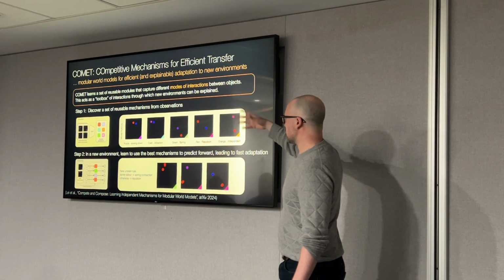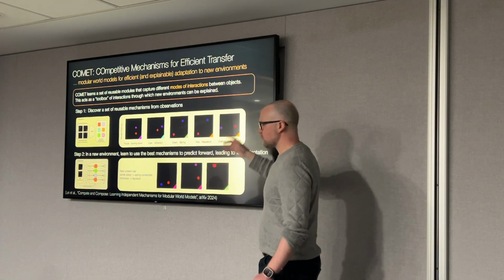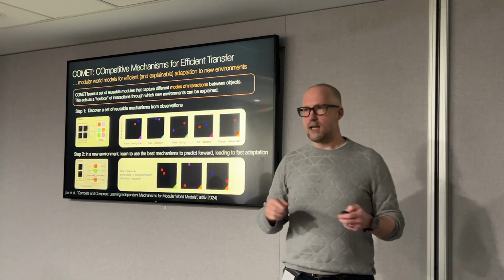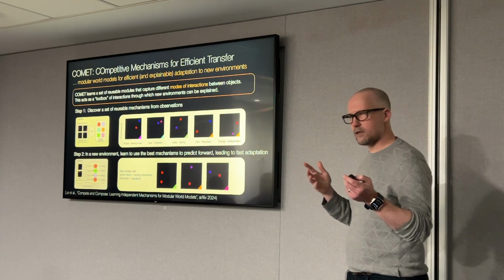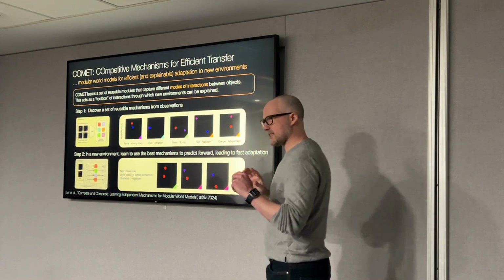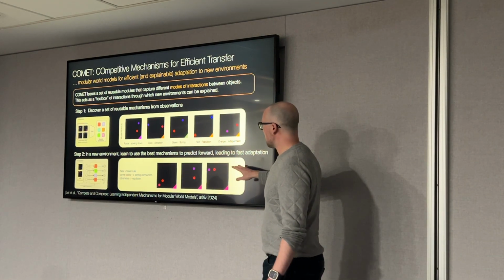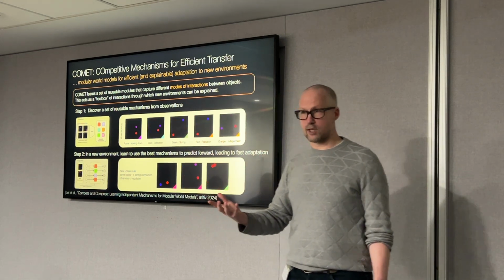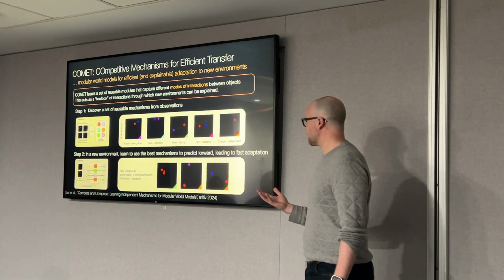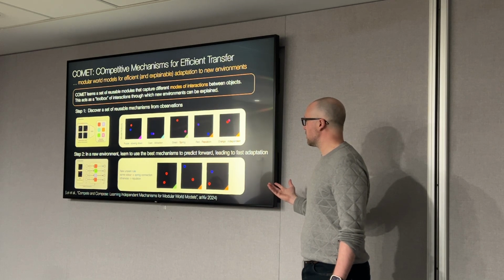Step one is discover sort of a reusable mechanism. So you get a whole bunch of intervened environments. You learn a stash of mechanisms that sort of are reusable across those environments, and that stash is fixed. And then ultimately, when you see a new environment, you compose those to make the observations fit for predictors. Okay? That's effectively what happens here.